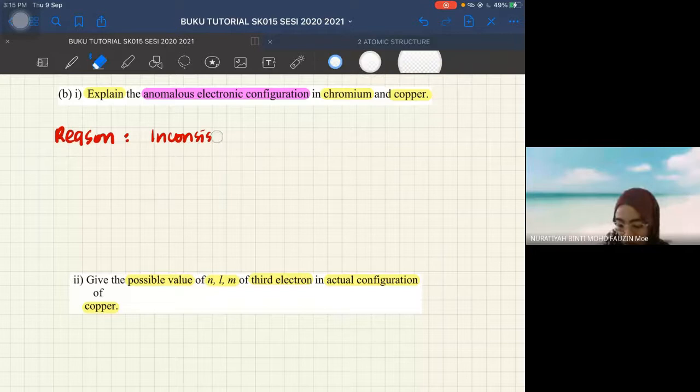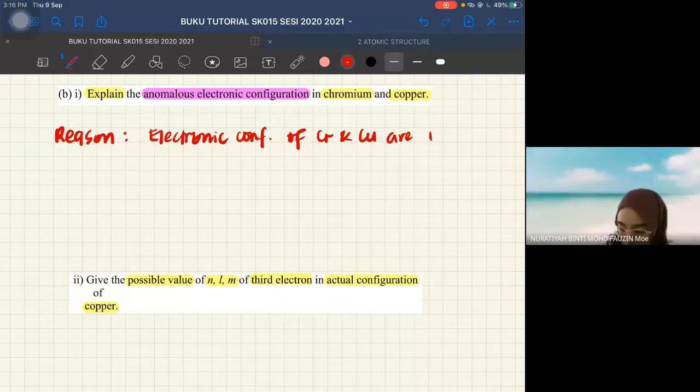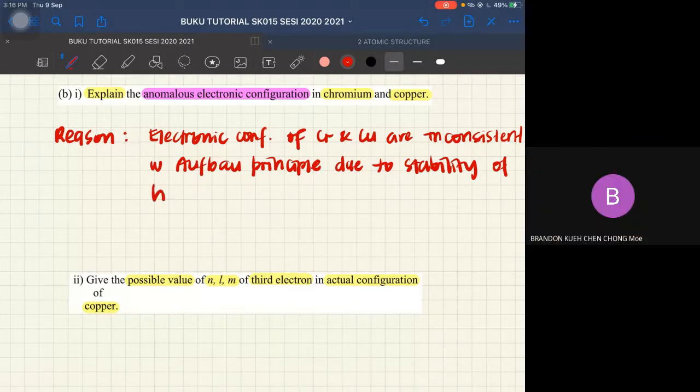Okay, that is the reason. Then the sentence: the electronic configuration of chromium and copper are inconsistent with the Aufbau principle. Due to what? Why does it not follow the Aufbau principle? Due to what special stability? Stability of orbital. What specific orbital? Half-filled orbital.